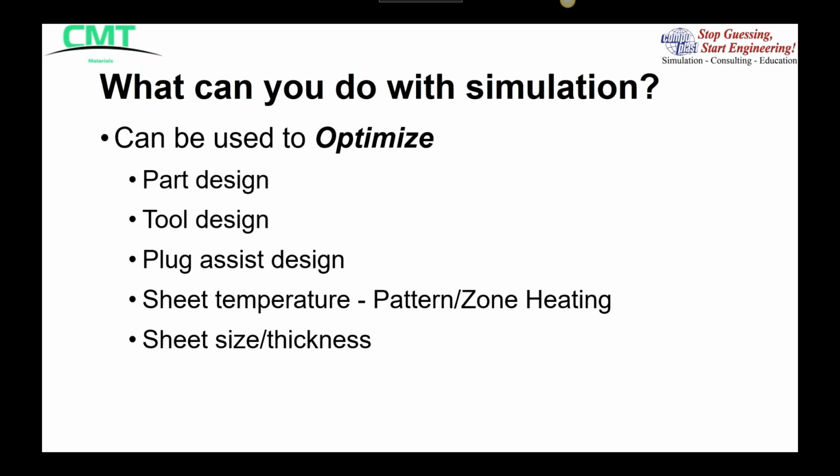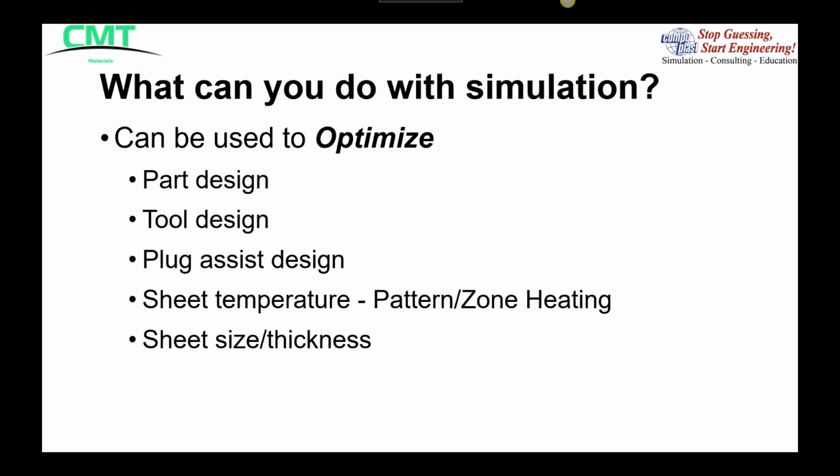One of the major areas where simulation and optimization is used is in plug assist design and optimization. There are several applications of this. We'll also demonstrate this here in this presentation, but it's a major area where the assists are optimized, designed, and the type of material is selected to help achieve a more uniform product thickness distribution.